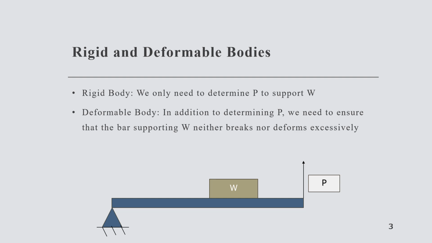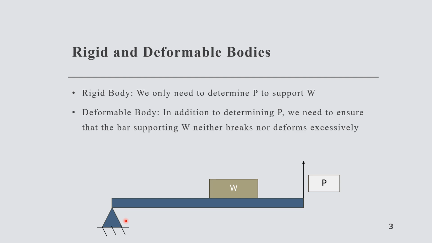The difference between a rigid body and a deformable body can be understood by using this simple bar example. You can see here that this bar is supported at this point using this pin support and it has been loaded with this weight W. We need to determine what will be the force P that is used to support this weight W. It is a simple problem in statics to determine the force required to support this load. A moment summation about the pin support determines P.